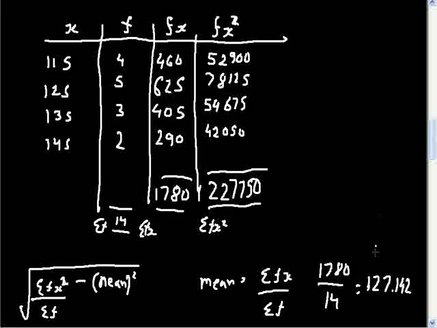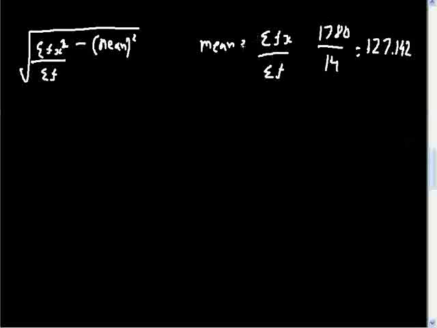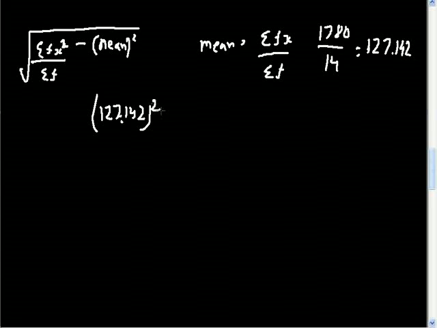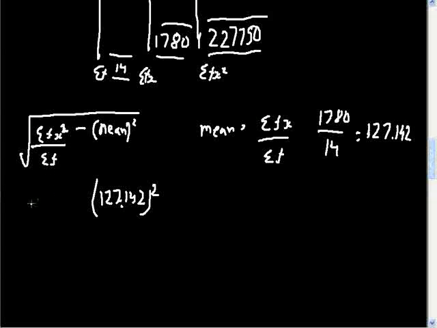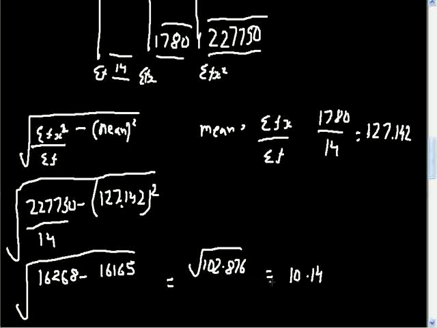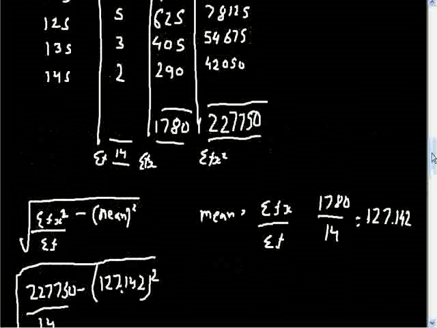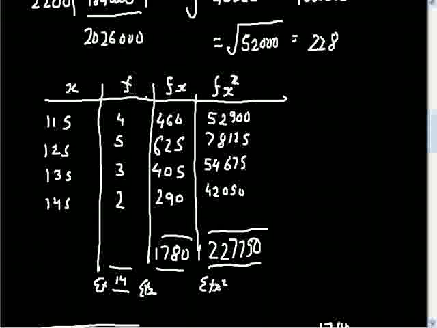Usually in exams they ask you to give answers to 2 decimal places. So I strongly suggest that for the intermediate values you do here, you keep 3 decimal places, so you don't get an inaccurate answer because you've rounded up too much. So that's 127.142 there, and I've got to square that. I also write my 227,750 there, being divided by 14 again. If I work this out, I get my standard deviation to be 10.14.